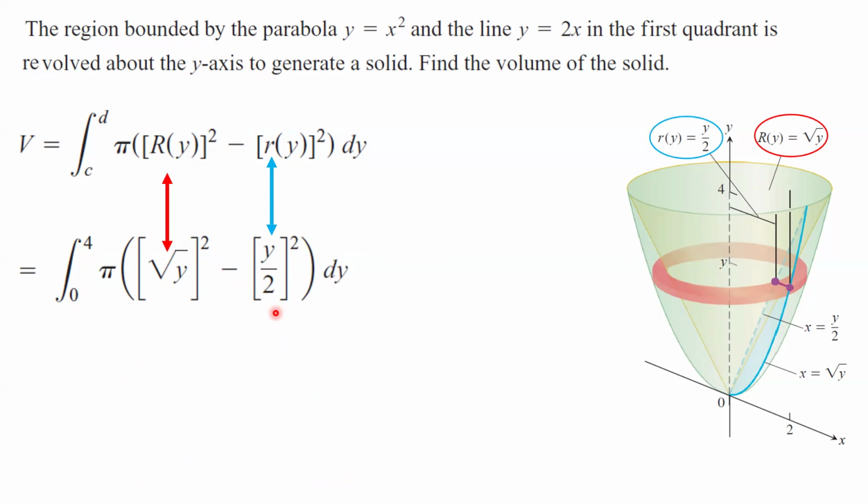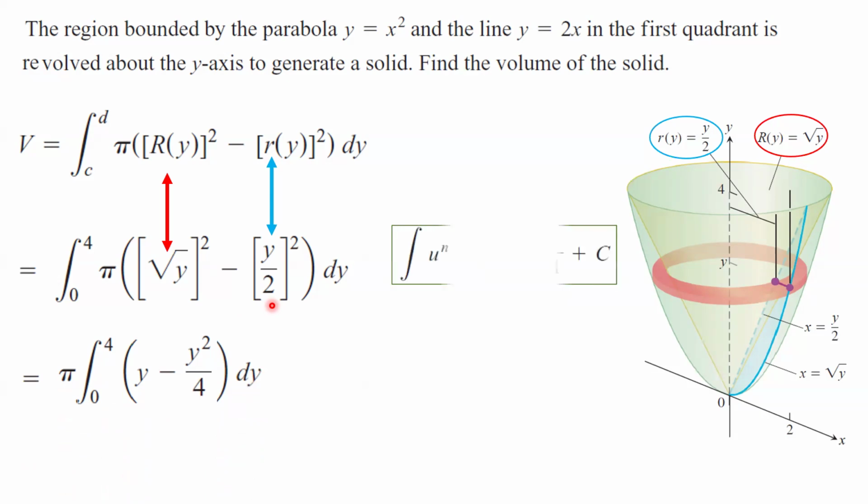We can simplify this further. Here you have pi, the definite integral from 0 to 4. The square root of y squared is just y. And y divided by 2 to the second power is y squared divided by 4. Then you take the integral with respect to y. Now we are going back to basic integration formulas. The integral of u to the power n du is u to the power n plus 1 divided by n plus 1, plus a constant of integration. But since you have an upper bound and a lower bound, you just need to plug those in.